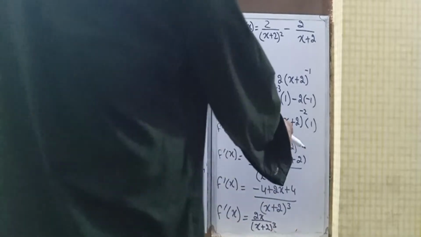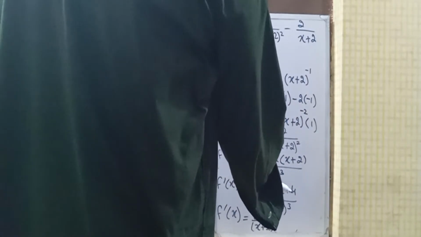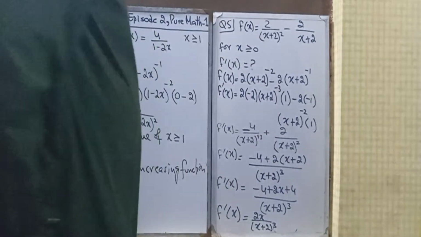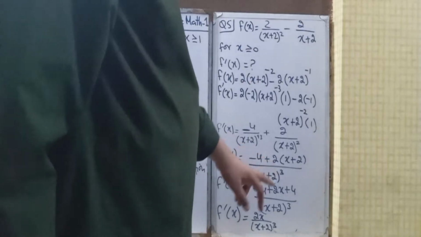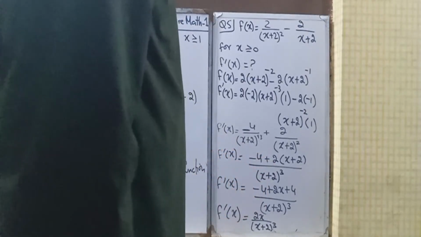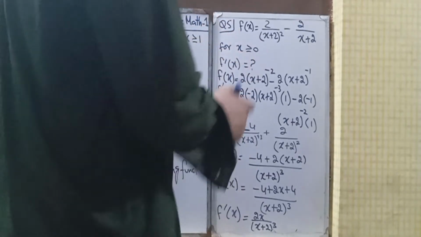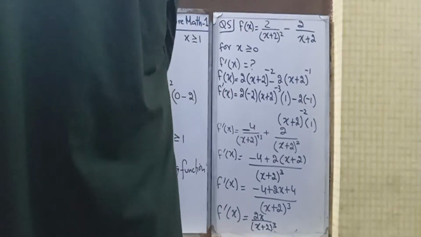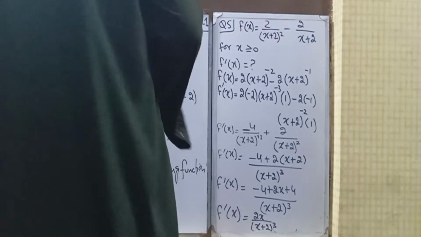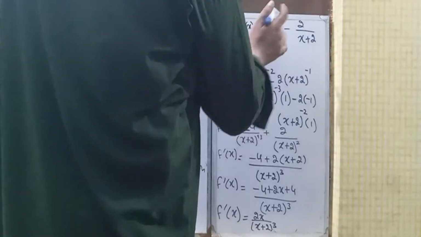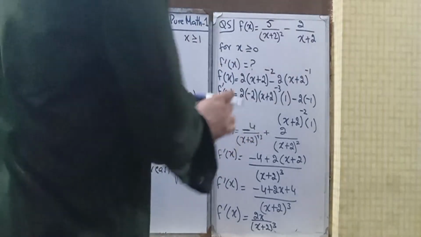So what is the mistake? This is 4, and here it's 2. My answer is coming to x, so something went wrong here. Let me check the question again. Oh yes, by mistake, this was 5. Sorry, so this is 5.